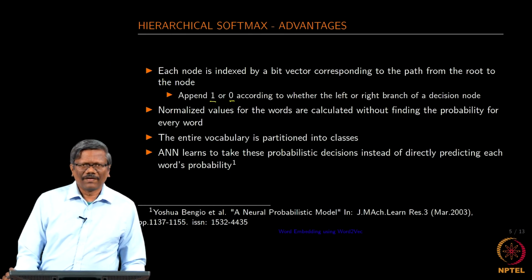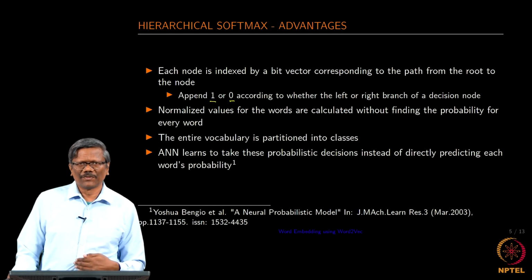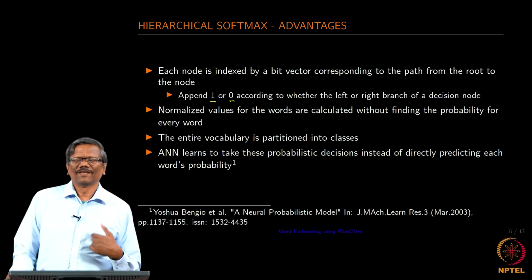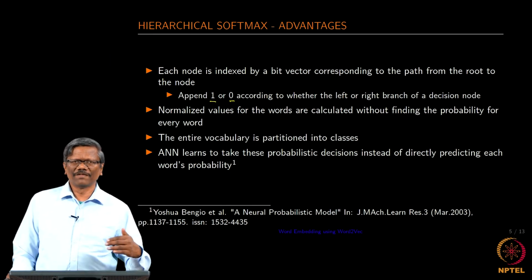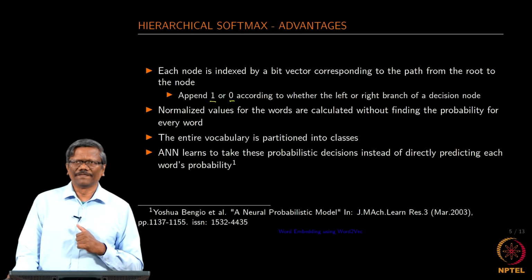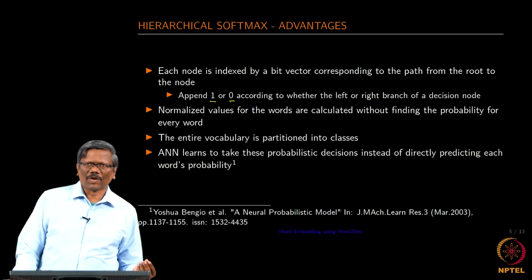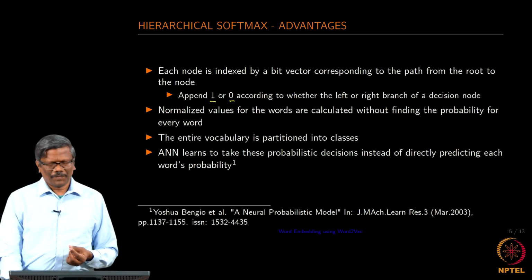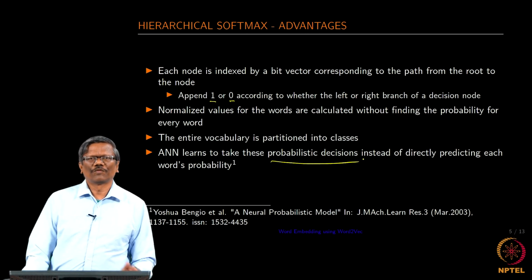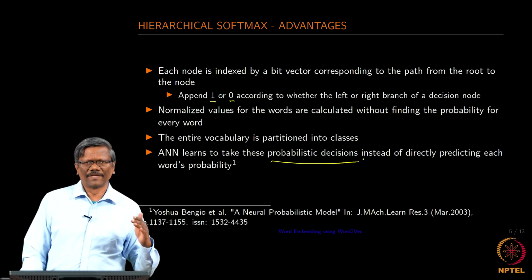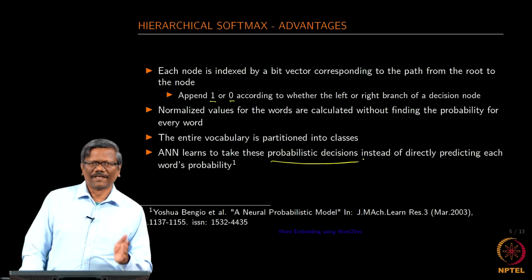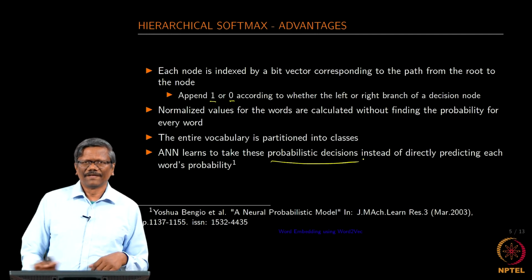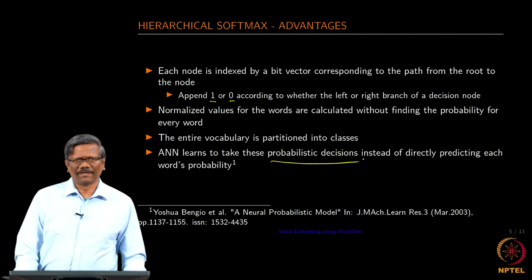Okay. And then what the network is going to do is learn the probabilistic decisions instead of directly predicting the probability. So, since we are going to be traversing from the root node to the leaf, instead of computing the probability using the softmax, now it is going to be learning the decisions to move from one node to the other, whether it has to travel to the left or right, and then what is the actual or the relative probability that we need to look at, and then finally take the probability of the word in question.